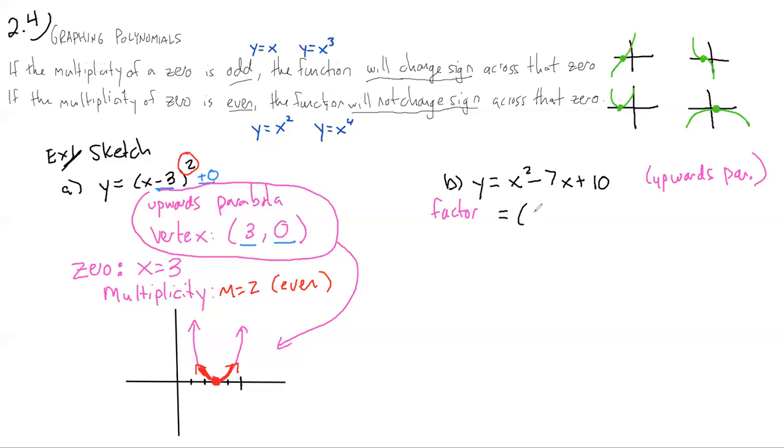It should be x minus 2, x minus 5. 5 and 2 are the two numbers that add to 7 and multiply to 10. And we need the negative to go with the negative 7. So that should give me my zeros at x equals 2 and x equals 5. And that's enough to get a pretty decent graph.